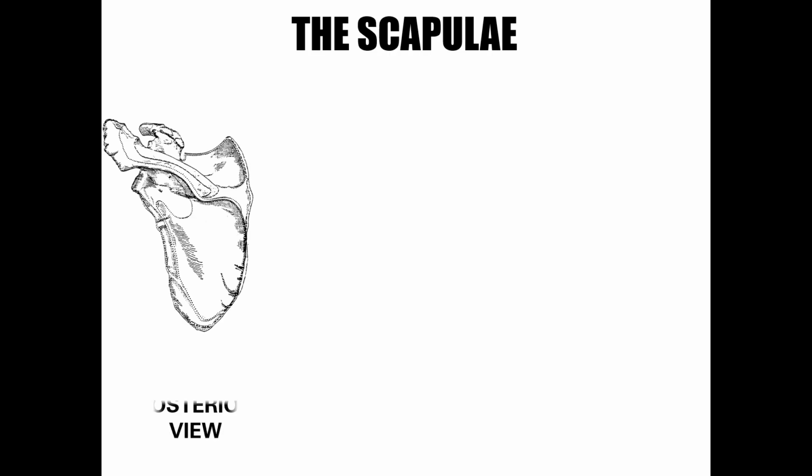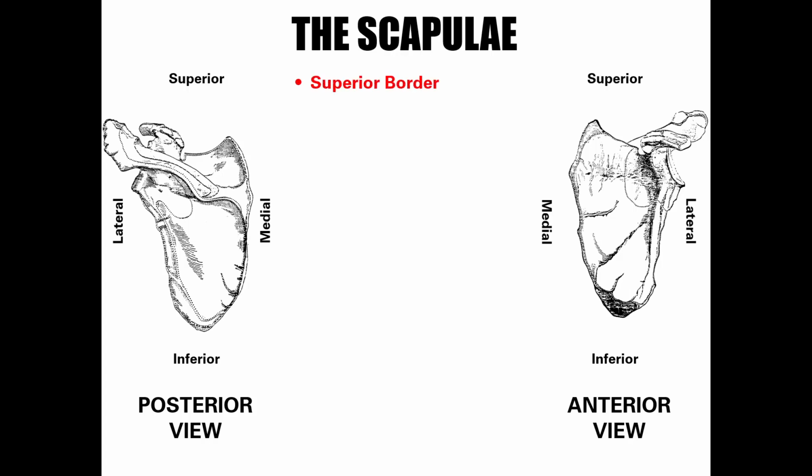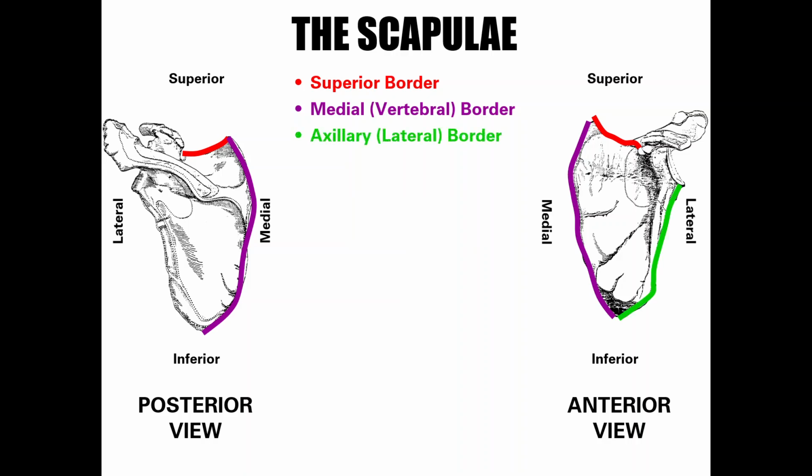The scapula. The scapula is a flat bone, and we're going to look at a posterior and anterior view. The easiest way to know if you're looking at the posterior is that you have the spine of the scapula, which is very prominent. So we have borders. The superior border here in red. We have the medial or vertebral border, which is the border of your scapula that you can palpate just lateral to your spinous processes. And then we have the lateral or axillary border. Remember, axillary refers to your underarm.